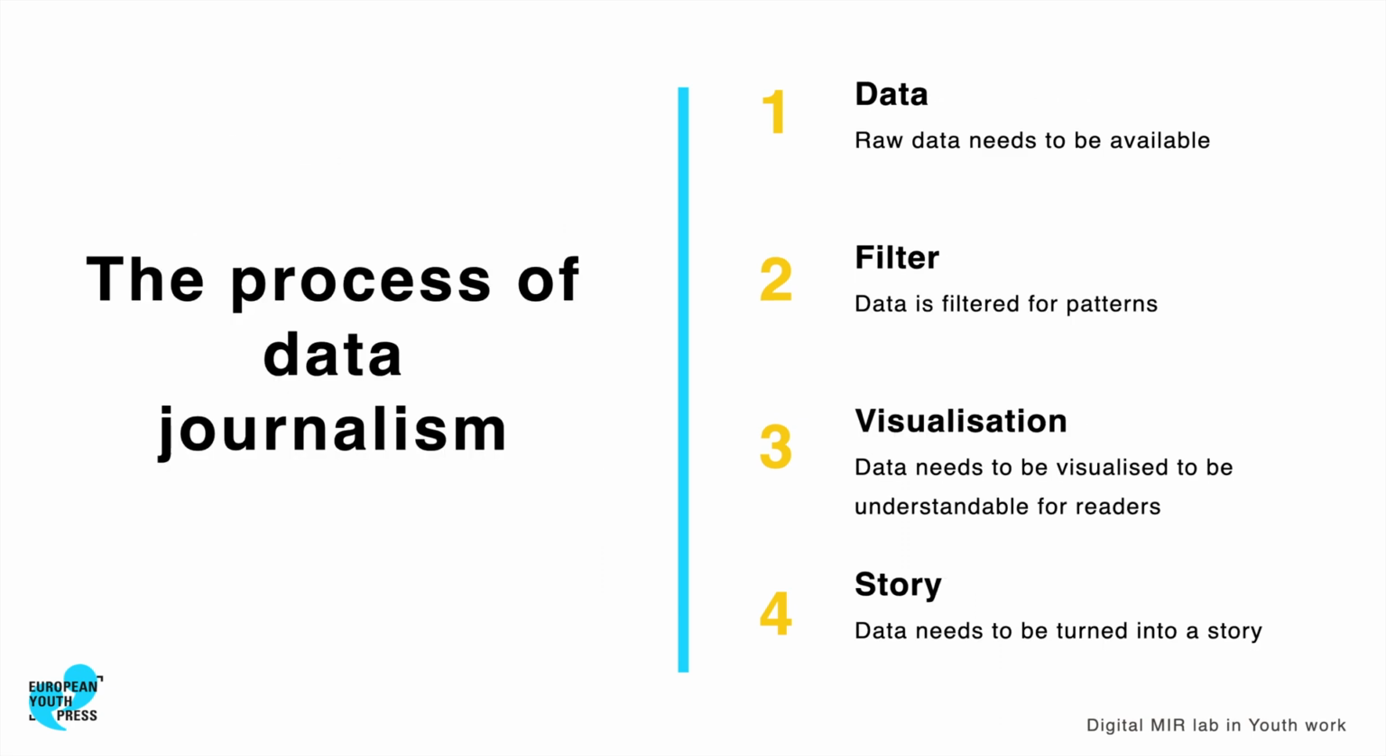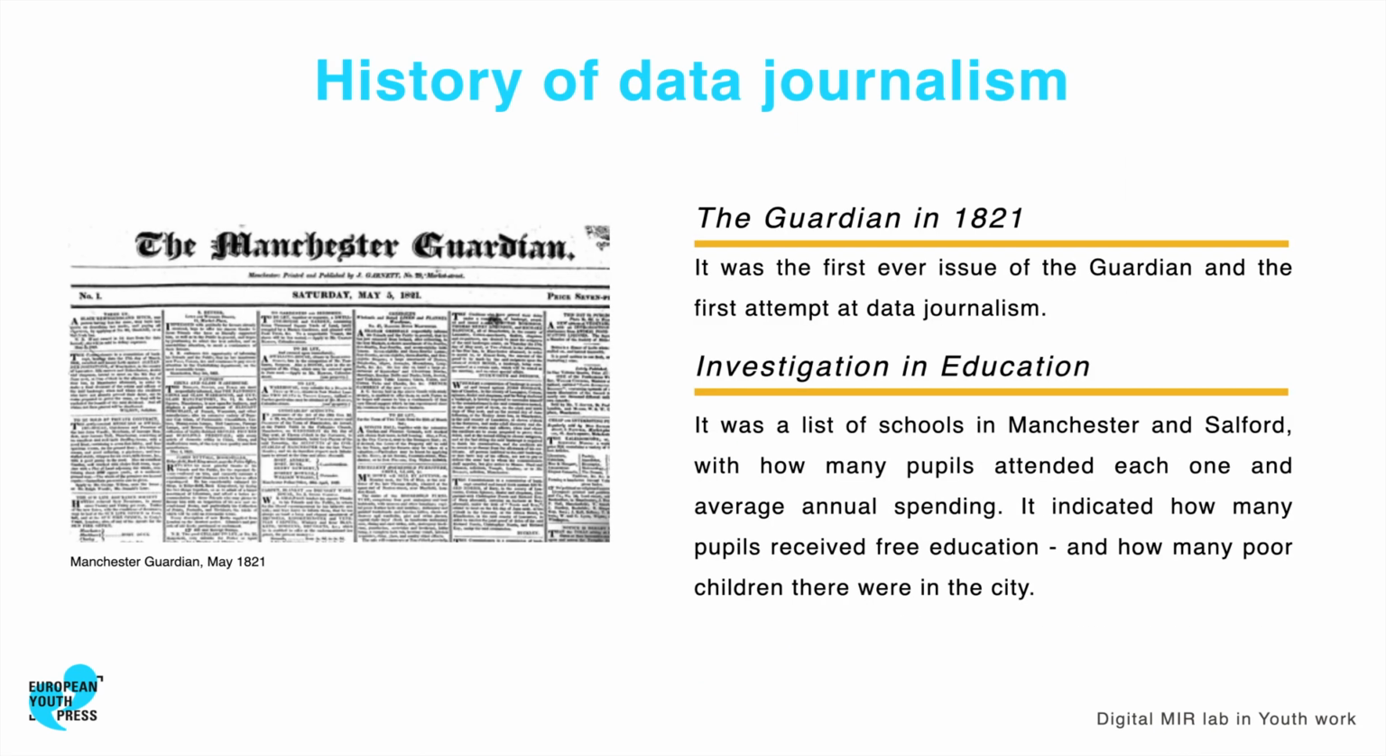Therefore, this is what the steps of the process of producing a data journalism story look like. First of all, the information is gathered, then the data is filtered, visualized, and the story is presented to its recipients. Let's now have a look at the history of data journalism. When, where, and how did open data journalism start? Apparently, it all began on the 5th of May in 1821.